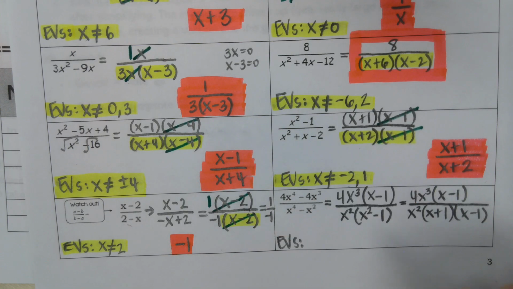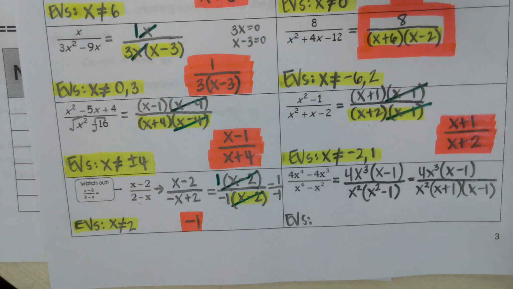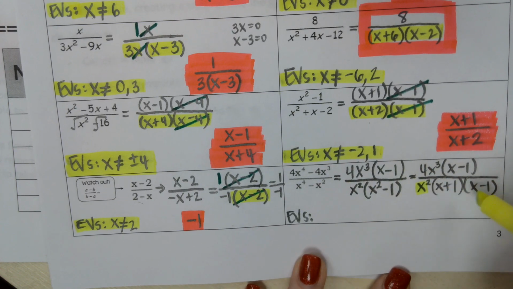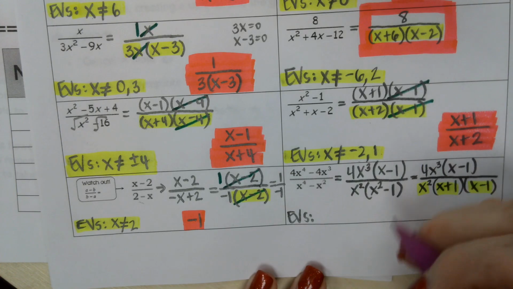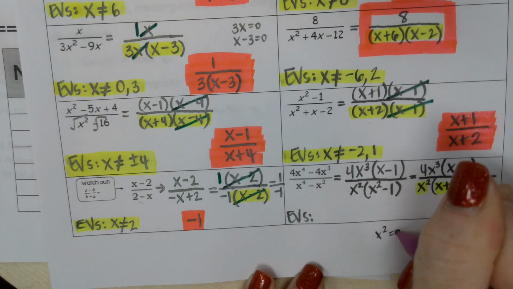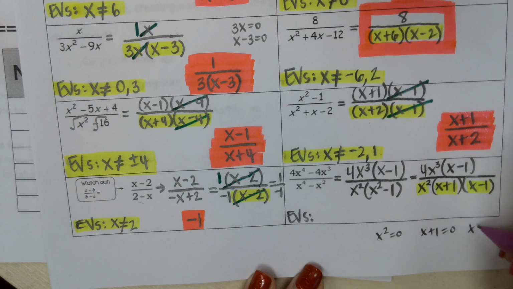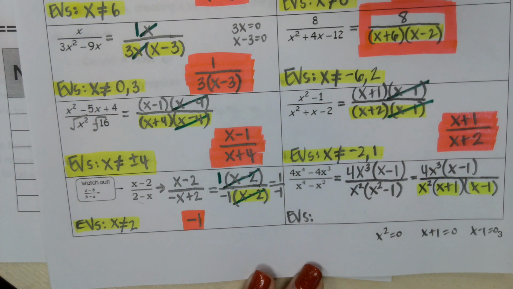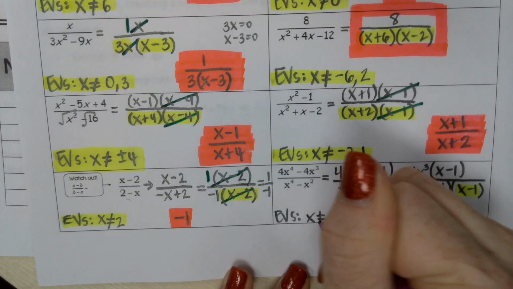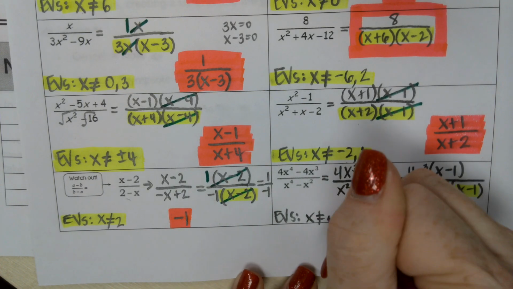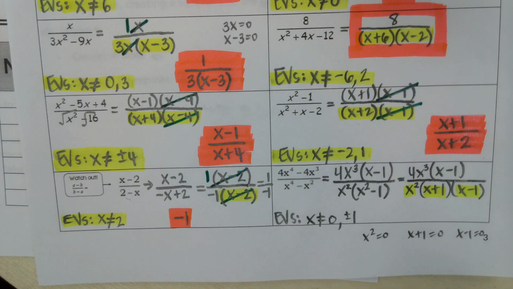Now, before I cancel anything out, I want to do my excluded values. Here I have 1, 2, 3 different things to look at. Here I would set x squared equal to 0, x plus 1 equal to 0, and x minus 1 equal to 0. So what are my excluded values here? X cannot equal 0 or plus or minus 1. Excellent.